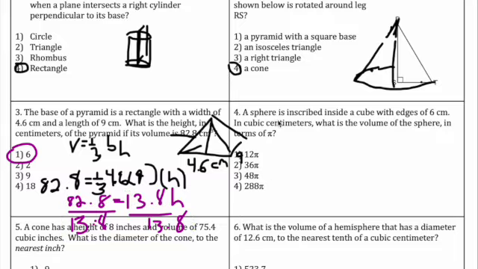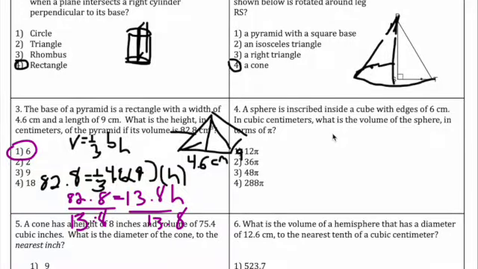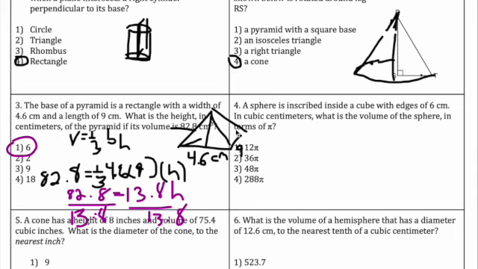Okay. Number 4, a sphere is inscribed inside a cube with edges of 6 centimeters. What is the volume of the sphere in cubic centimeters in terms of pi? So that means I'm not going to multiply it times pi. I'm going to leave the pi by itself, where it looks like 12 times pi. So I'm not going to multiply 12 times 3.14. I'm just going to put the pi symbol. Okay, it means the same thing. It just wants it in terms of pi here.